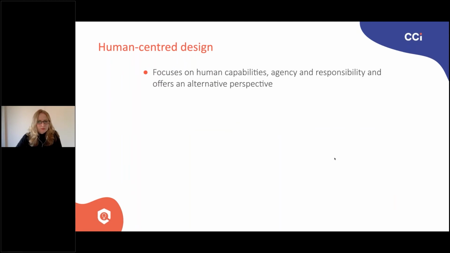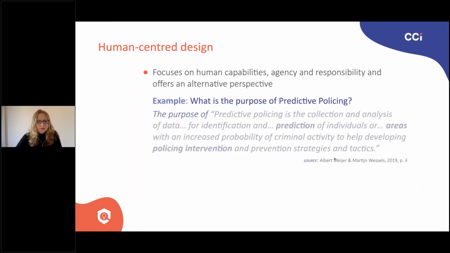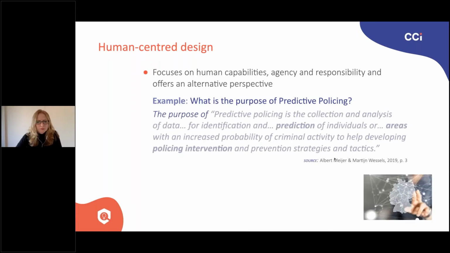It focuses on human capabilities, agency, and responsibility, and offers an alternative perspective. So, for example, what is the purpose of predictive policing? From a traditional predictive policing point of view, and this is a quote from Meyer and Wessels, the purpose of predictive policing is the collection and analysis of data for identification and prediction of individuals or areas with an increased probability of criminal activity to help developing policing intervention and prevention strategies and tactics.